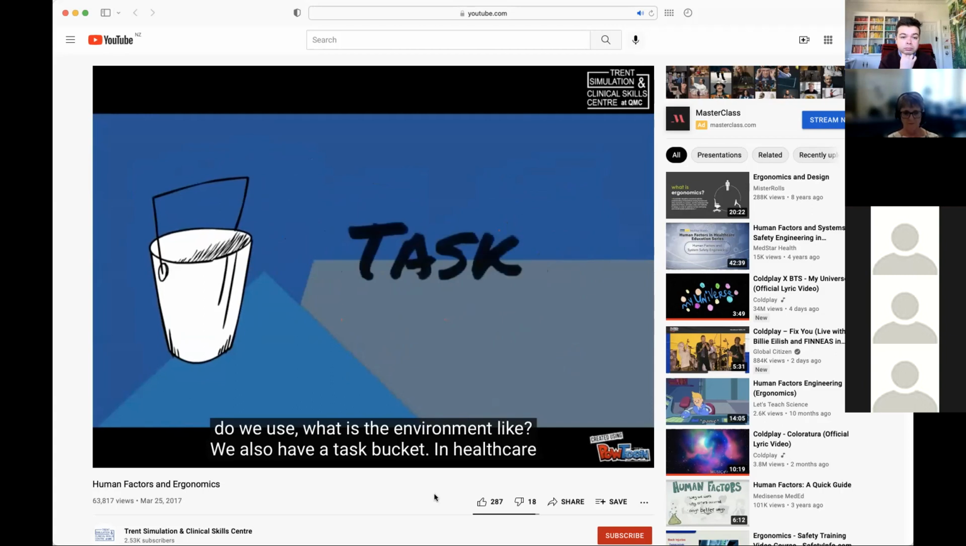And then you have your task bucket. This relates to the particular task you're doing. Healthcare is very task focused and fills up depending on the type of task you're doing, how complex it is, how likely an error is to occur, how many steps it takes, and how new is it to you.